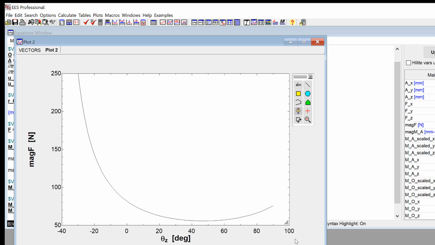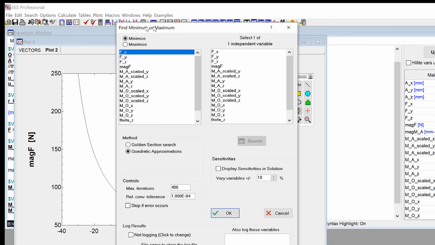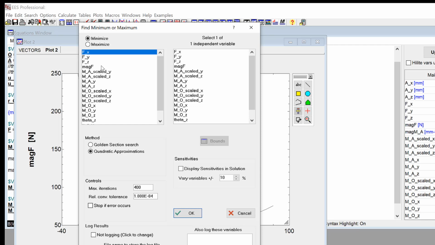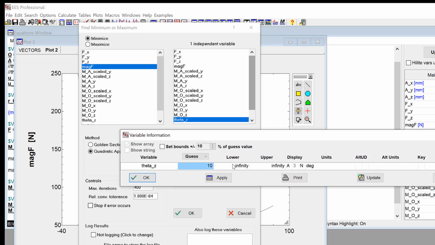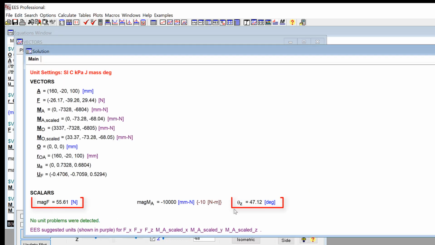And of course, the other thing I can do if I want to get a more exact answer is use the optimization algorithm. So I'll go ahead and choose min-max here from the calculate menu. I'll set this up so that I am minimizing mag F by varying the independent variable theta z, and if I set some reasonable bounds here and hit OK, I find that the lowest magnitude of the force would be 55.6 newtons, and that's going to occur if I set my rotation angle to 47.12 degrees.